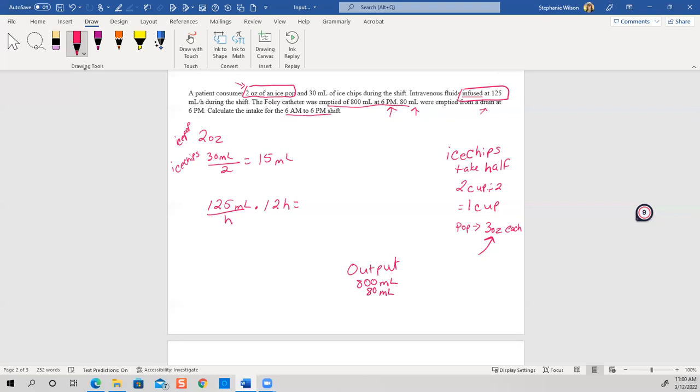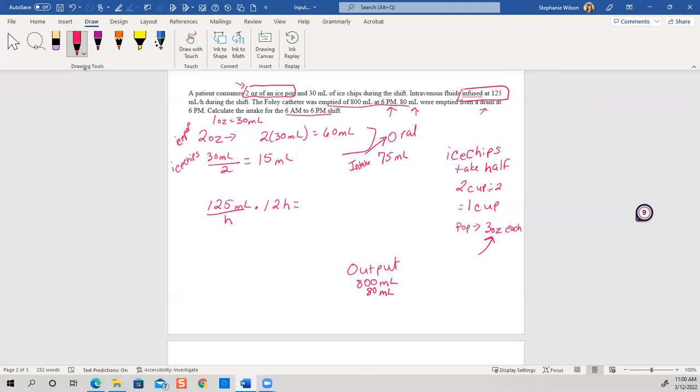We also need to convert this ounce to milliliters because everything needs to be in milliliters. So we know for every 1 ounce, it's equal to 30 milliliters. So I'm going to take 2 times 30, and that gives me 60 milliliters. So my total input, oh, let's calculate this infusion. Of course, on your documentation, this is oral, so it needs to be separated. So I have 75 milliliters that was intake, and that was done orally.